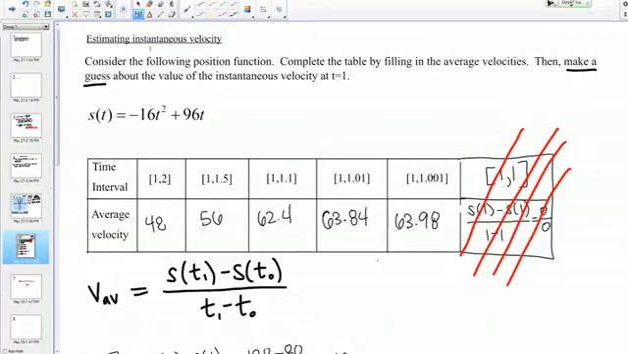So what are those average velocities? What do they seem to be getting closer to? If you imagined making an even smaller interval, like if I went from 1 to 1.00001, what do you think the average velocity might be even closer to? Well, to me, it looks like it's approaching 64. We can't really know that for sure from this table, but it's a good guess at least. So we're going to guess 64 is our final answer for the instantaneous velocity.